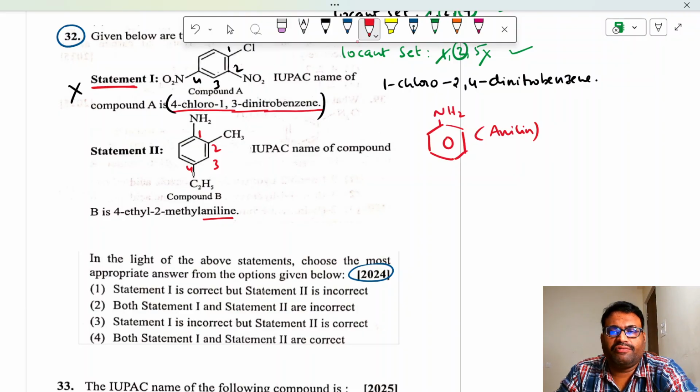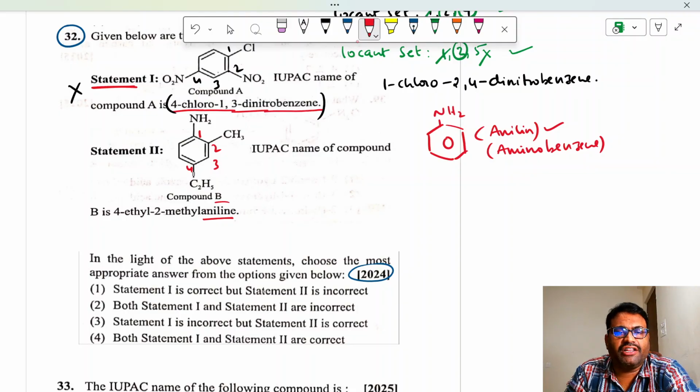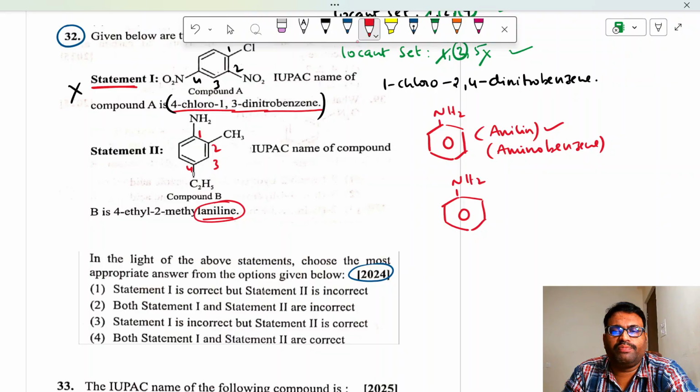Okay. What is this aminobenzene? NH2 is amine. Aminobenzene. We call it aminobenzene, but it is very famous as aniline. So here the base name taken is aniline. As we are considering this as the functional group, the amino functional group, you start with the numbering 1.